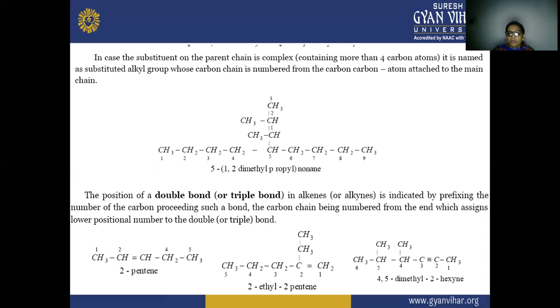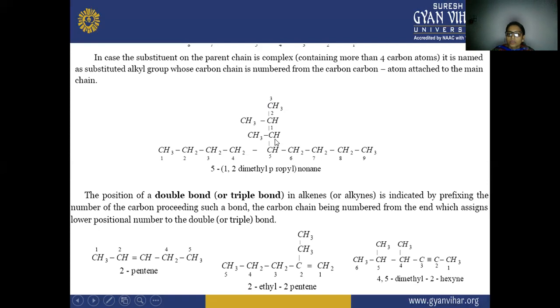Next, in case the substituent on the parent chain is complex, containing more than 4 carbon atoms, it is named as a substituted alkyl group whose carbon chain is numbered from the carbon atom attached to the main chain. Firstly we have to check which is the longest chain. Here we have numbered it 1, 2, 3, 4, 5, 6, 7, 8, 9. So it is nonane, because it has 9 carbon atoms, and ane because all carbon atoms are attached by single bonds. On the 5th position this whole group is attached.